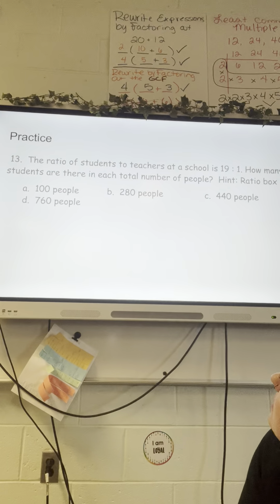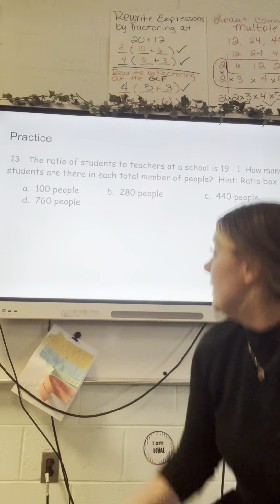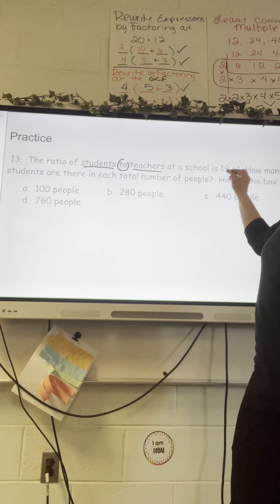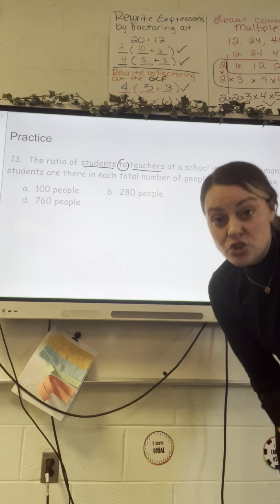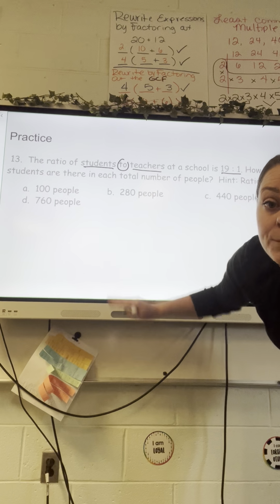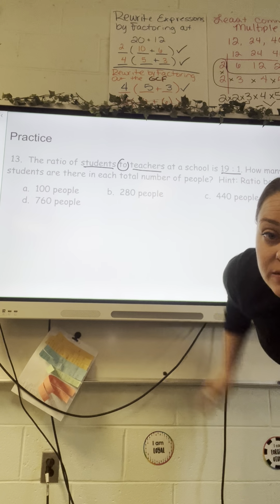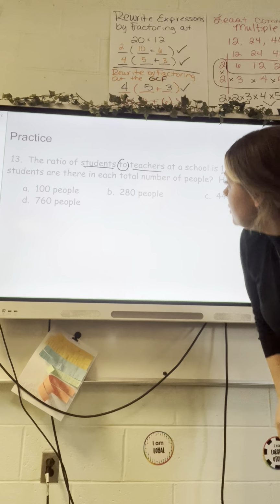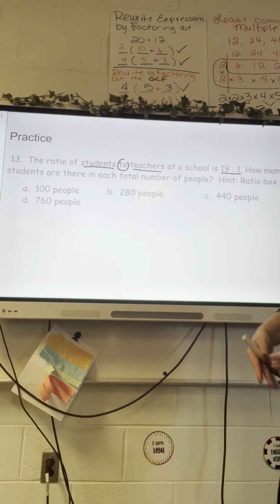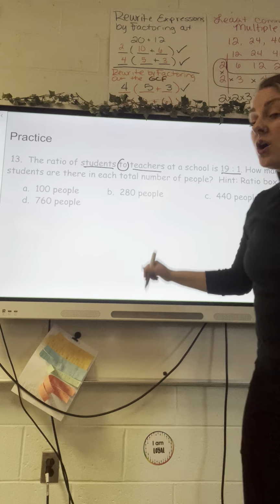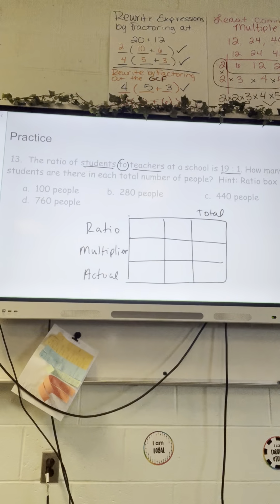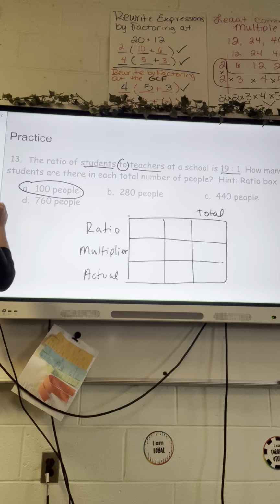The ratio of students to teachers at a school is 19 to 1. So boom, ratio students to teachers, 19 to 1. How many students are there in each total number of people? This right here is a 4-question type of question. So I'm gonna start with A, 100 people. Hint, we are gonna use a ratio box. So I'm gonna go ahead and set my ratio box up. I have my ratio box set up, and I'm focused on A right now.